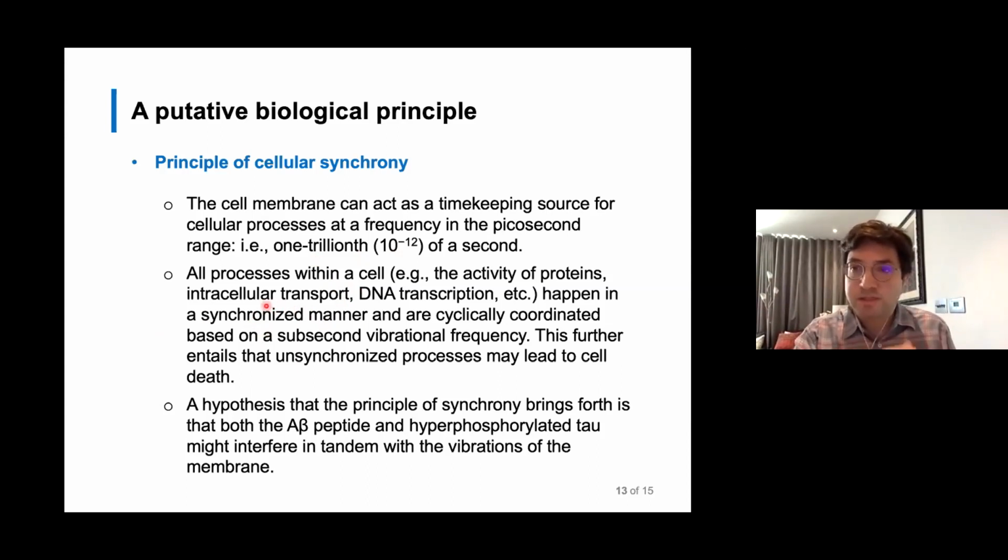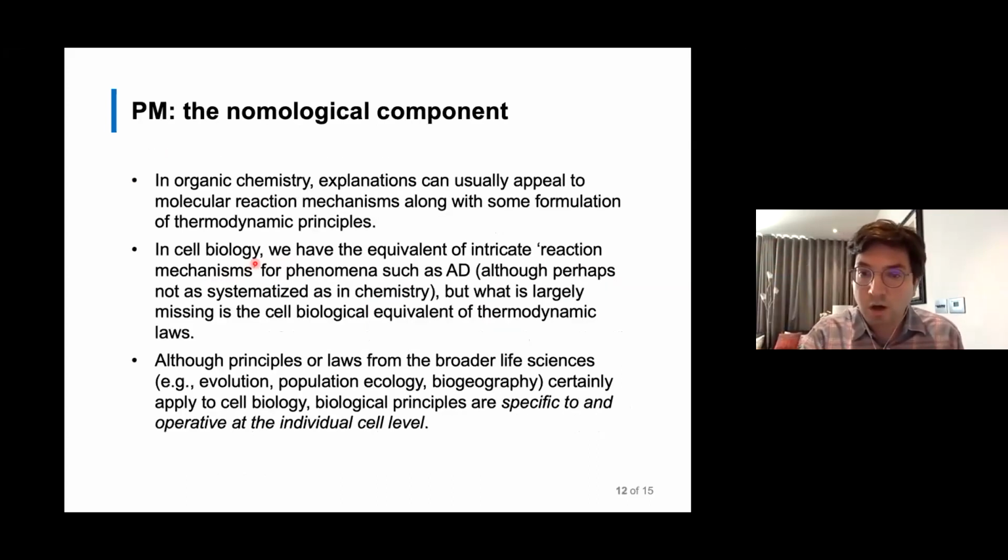And I should note this has nothing to do with the pacemaker of the heart, or the circadian clock in a physiological organism. This is 1/1,000,000th of a second. This is a time regime that is orders of magnitude quicker than what's happening at an organism level. So even though I'm calling this a cellular pacemaker, again, recall, this is operative at an individual cell level.